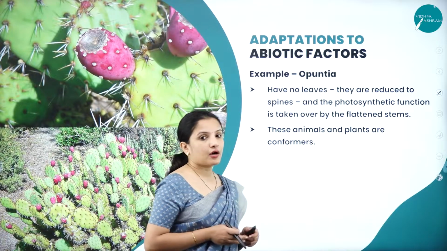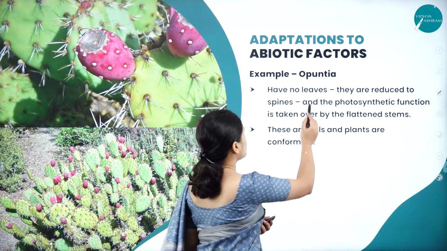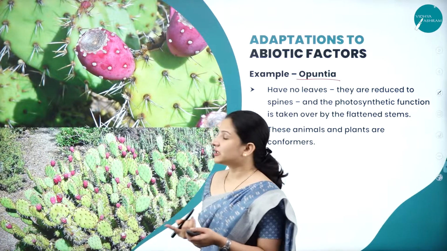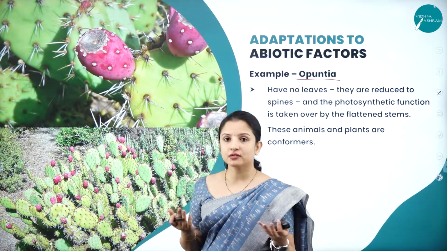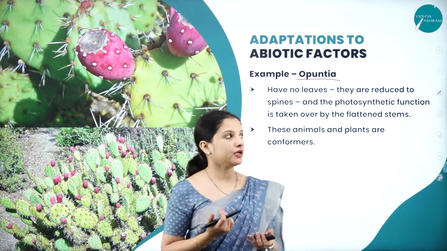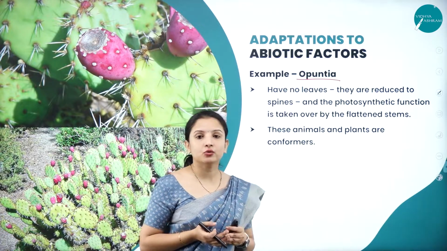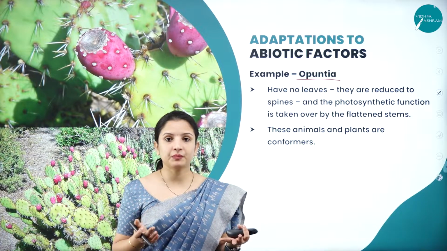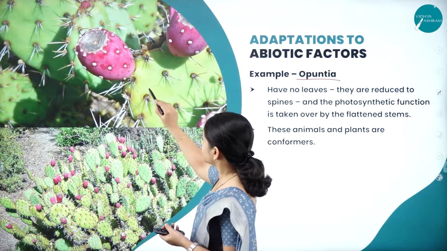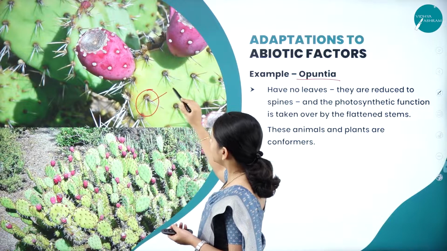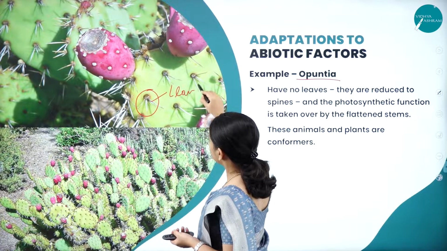So these are some of the characteristic features of the desert plants, or plants which are growing in conditions where the availability of water is very less. So next, talking about one more example, that is Opuntia. Opuntia, the prickly pear, is also called prickly pear. Opuntias usually don't have leaves. The leaves of the plant are modified into spines, right?